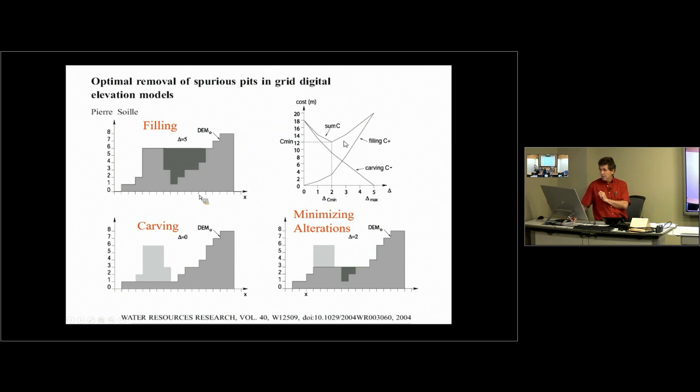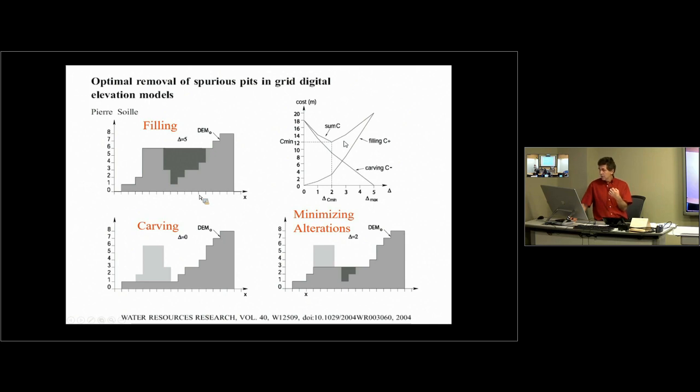Pierre Soille, where he basically framed the problem and said, okay, if you've got a profile here and this light gray represents the original elevations, you can fill this internally draining area, and you've increased elevations by 5, and now all of these grid cells can drain out there. Or you can lower all these elevations over here, and now these grid cells drain over there. But maybe you can come to some sort of a compromise where you lower these ones here, you raise these ones here, and you minimize the alterations to the DEM. So he called that optimal removal of spurious pits.